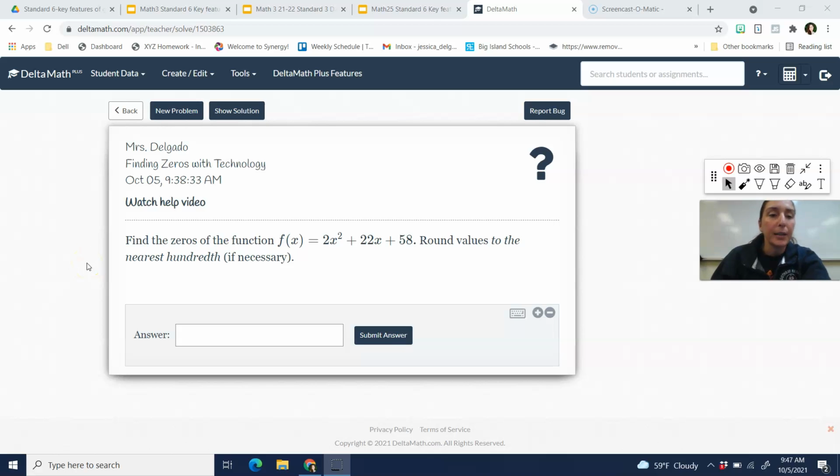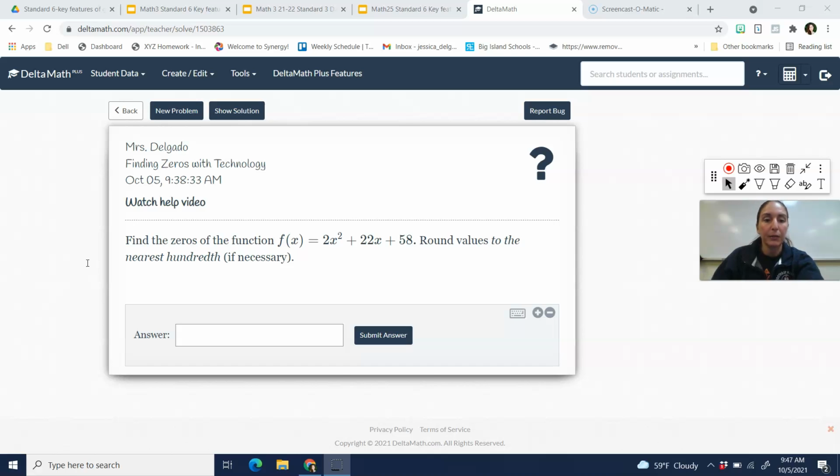Hey everybody. In this video, we're going to be looking at finding zeros with technology, and we're going to be using the Deltamath graphing calculator to do this. So why would this even be necessary? Well, we need to use technology when we can't use things like factoring. We could use the quadratic formula, but it's going to be really messy. So using technology with a graphing calculator is just another way to help find these zeros.